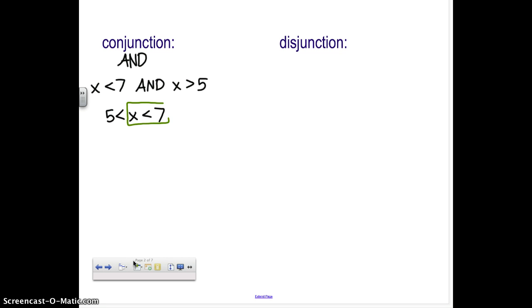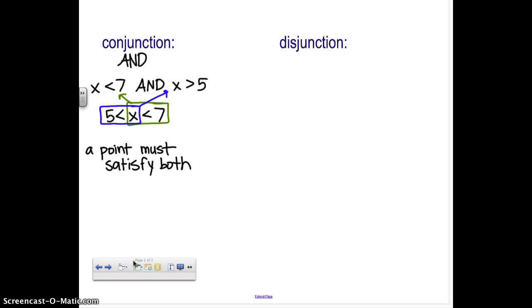X less than 7, that matches up right here. This here says x is greater than 5, which lines up with that part. That's why we can put them together and write it in that kind of a compound inequality sandwich type thing. Okay? When we're working with conjunctions, in order to be true, or in order to work, a point must satisfy both inequalities.